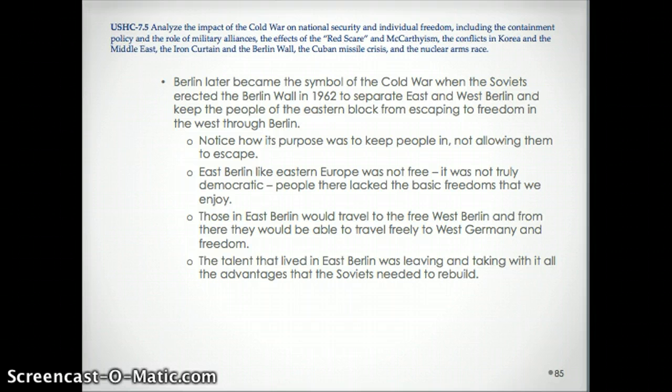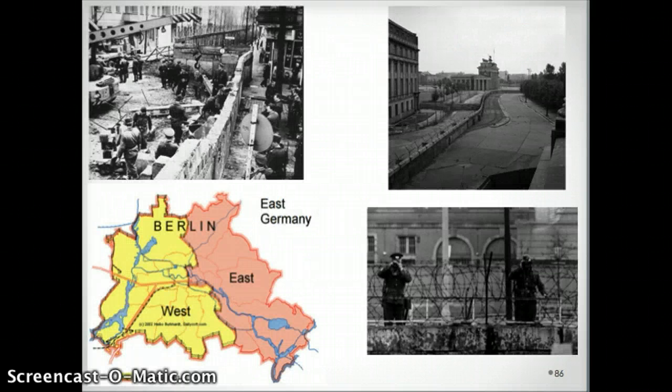The talent that lived in East Berlin was leaving and taking with it all the advantages that the Soviets needed to rebuild. So that's why the Soviets built the wall. They were tired of people going from one side to the other and escaping. And so here's some pictures of them building the wall. This becomes the ultimate symbol of the Cold War, that wall around West Berlin.